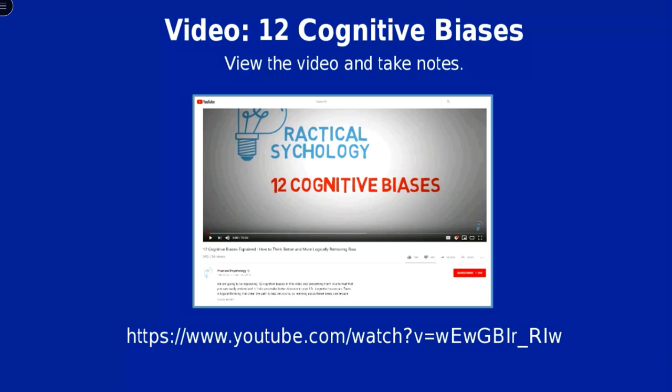We're going to move ahead next with a video from Practical Psychology that covers the 12 cognitive biases. So go ahead and take some time to view this video. It is about 10 minutes long, so you can pause the presentation now. I'm going to use the text chat at the bottom corner to insert this link directly to the YouTube video. So you can take 10 minutes to view this, and take some notes so you can participate in the next activity.